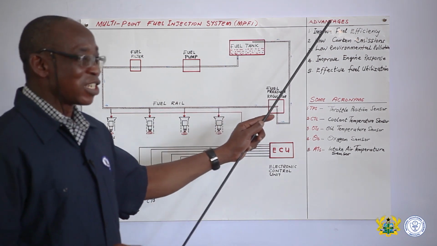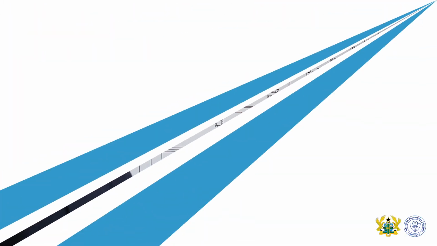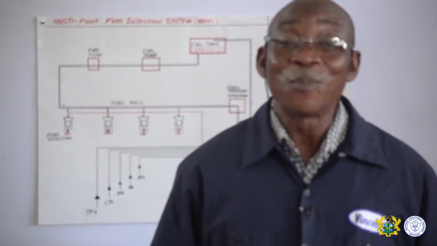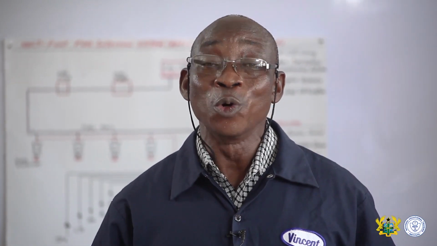So in summary, these are the advantages of the multi-point injection system. The multi-point injection system supplies accurate fuel at all speed ranges and loads of the engine. The mixture strength is equal. It's able to distribute it evenly.